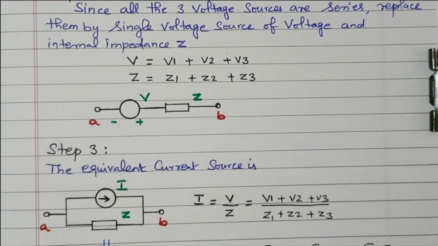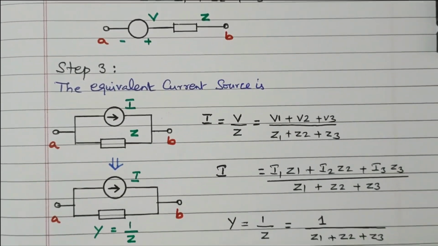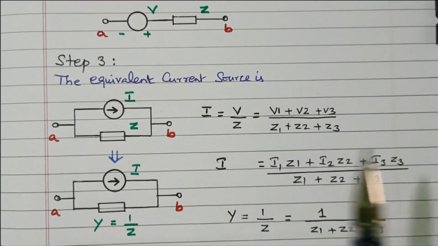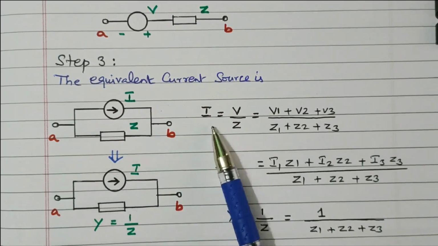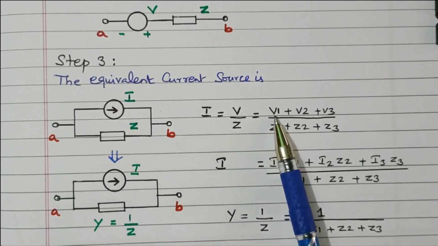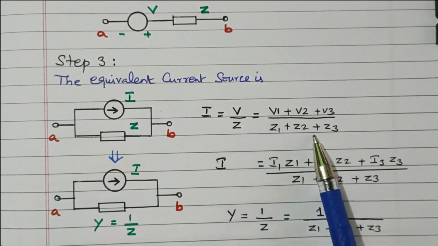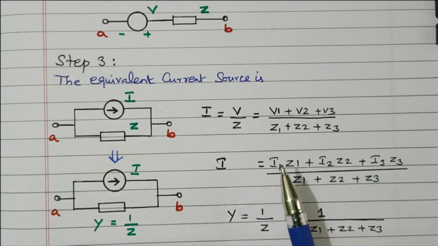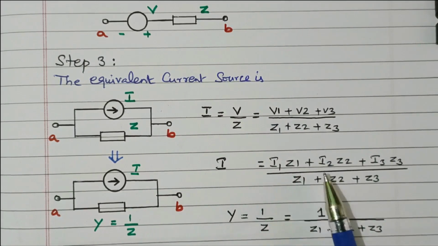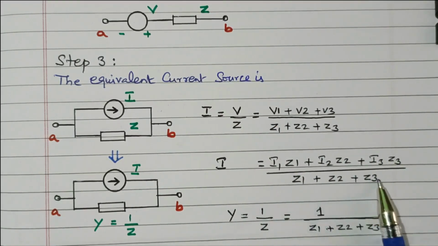Again, how to convert into an equivalent current source. So the current source is available, I and Z. Right? How to calculate I, V by Z? V is nothing but V1 plus V2 plus V3. Z is nothing but Z1 plus Z2 plus Z3, that we just now calculated. So I equals this again. V1 is nothing but I1 into Z1, I2 Z2, I3 Z3, divided by Z1 plus Z2 plus Z3.